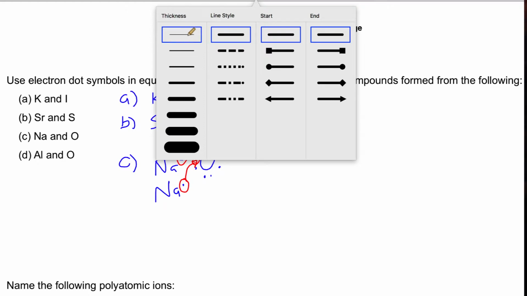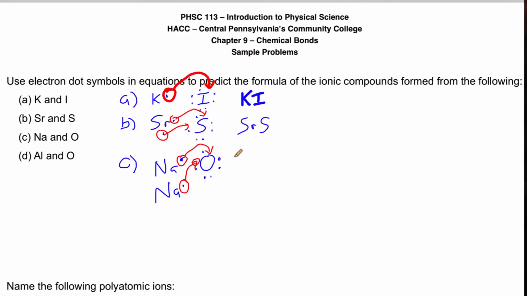So what would that give us? Well, if we put those together, we would then get Na. We need 2 of them, so we put the subscript 2 and then O. So this one would be 2 sodiums and 1 oxygen. Na2O would be the formula that we would get for this compound. Now the last one we want to look at, D here, has aluminum and oxygen.